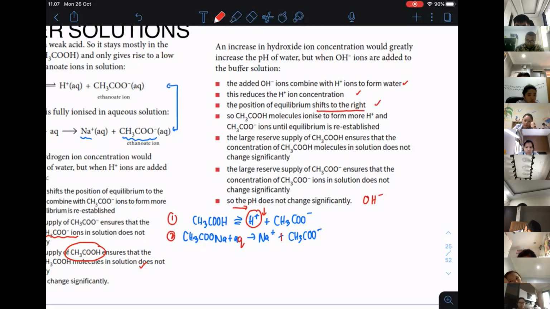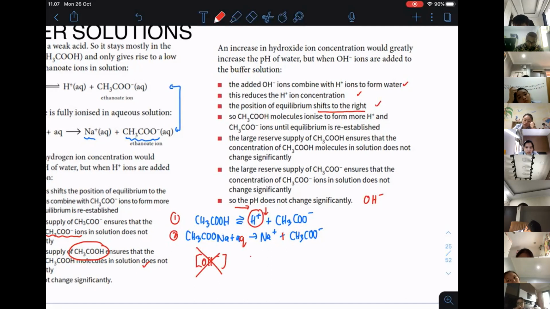So in this case, what had happened? You have successfully eliminated the OH minus. That one problem is solved. But now the problem is you are decreasing the concentration of CH3COOH. This one is shifted to the right, so this is going to be decreased, and you are going to increase the concentration of this.